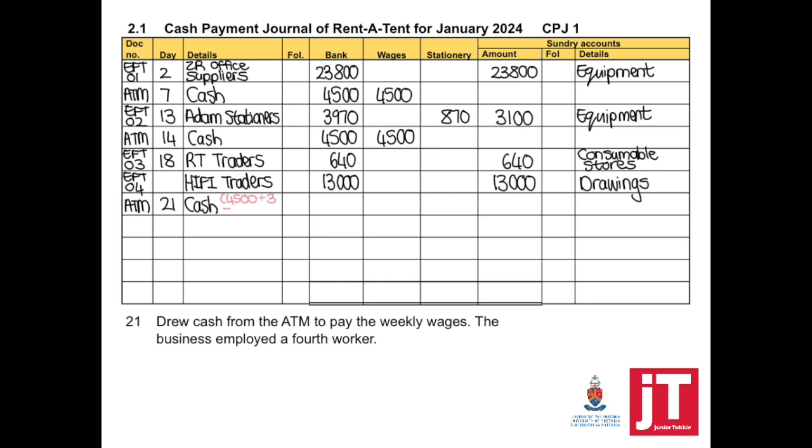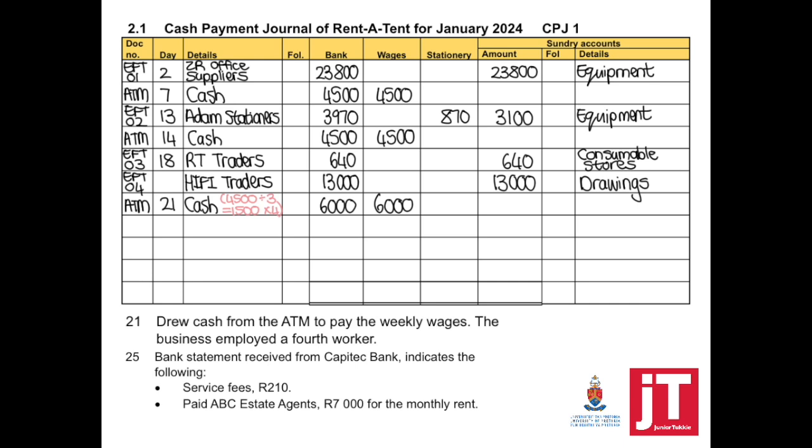But now we need to work out if our wages was 4,500 employing 3 people, it means each one earned 1,500 and we've employed another worker, so our total wages would now be 6,000. So it increased because we employed a fourth worker.